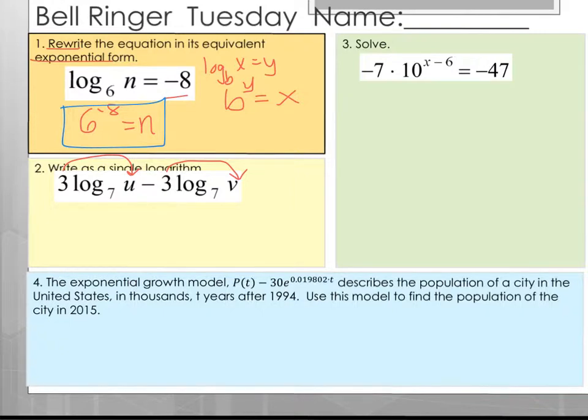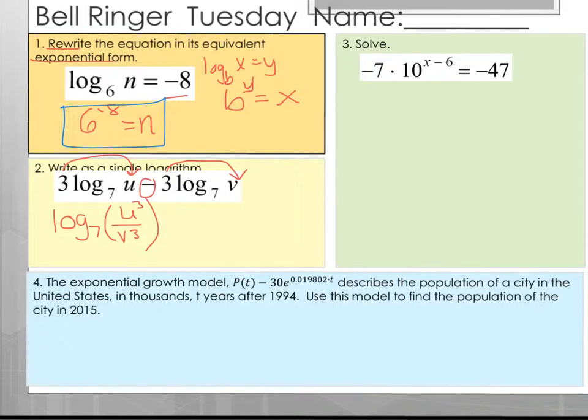Also notice that we have subtraction. When we have subtraction, that means we can rewrite the negative log as division. So that part is going to go into the denominator. So as a single log, we have log base 7. In the numerator, we have the positive log, so that would be u cubed over, and then our negative log is the v, and that one is also cubed.